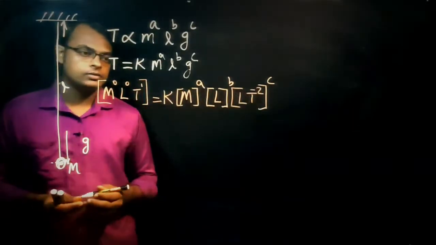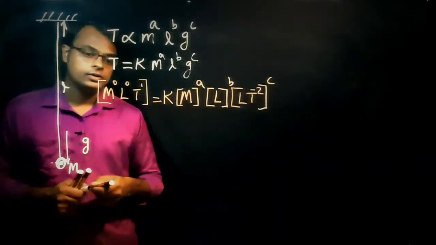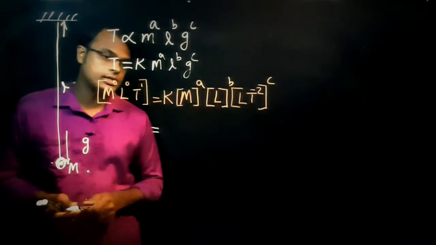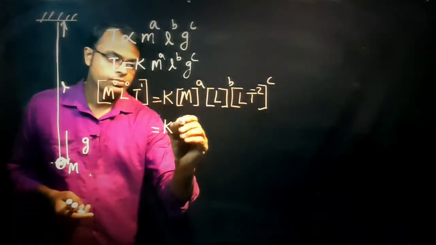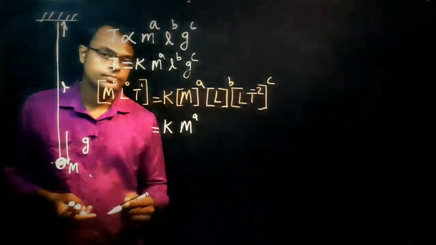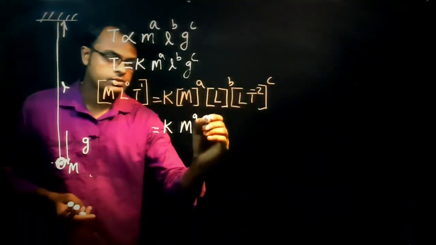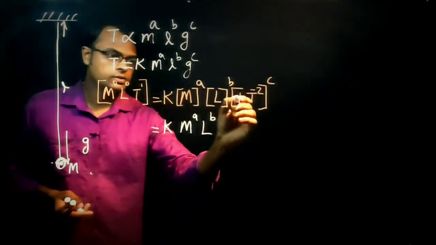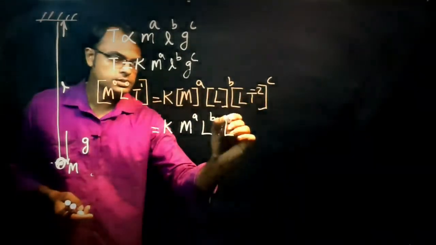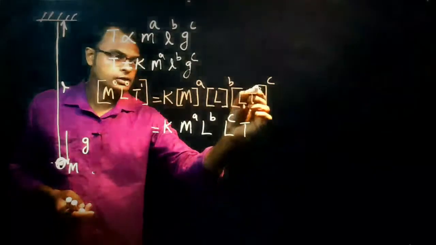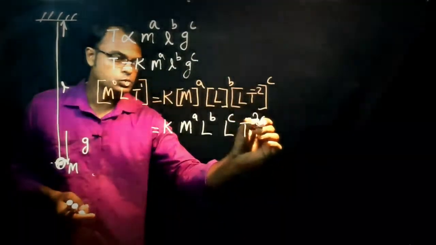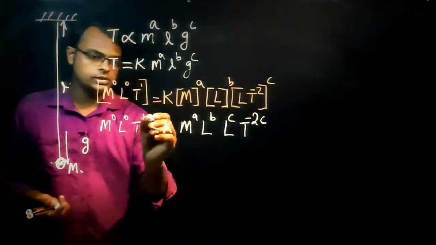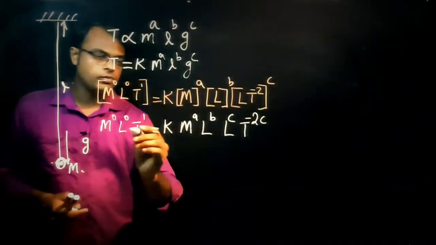Now open the bracket. The left hand side is the same. What is the right hand side? K into M to the power a, L to the power 1 into b, that is b, and next, L to the power 1 into c, that is c, T to the power minus 2 into c, that is minus 2c. Left hand side, M to the power 0, L to the power 0, T to the power 1. Now compare these powers.